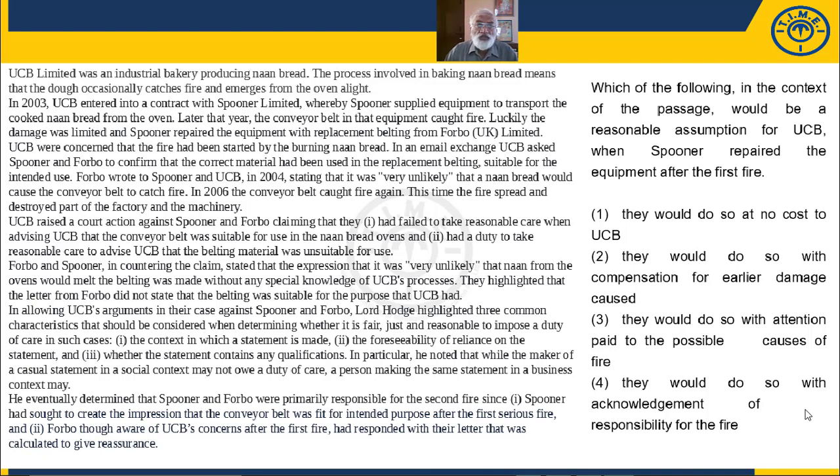In reading the passage, there are certain important bits that we might want to go over, talk about, think about. Now, UCB Limited was an industrial bakery producing naan bread. The process involved in baking naan bread means that the dough occasionally catches fire and emerges from the oven alight, which means this is not a process that is going to happen any one time. This is standard about that process. When that process takes place, the dough sometimes catches fire and the naan emerges from the oven alight.